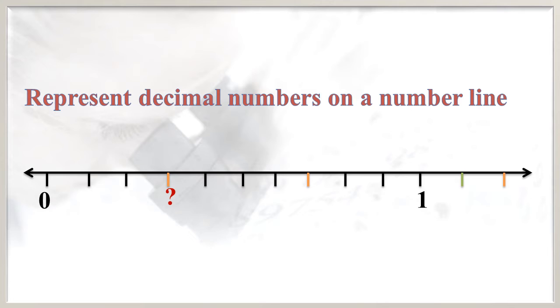So we can start from 0, then 0.1, 0.2, then 0.3. And we want to find the next colored line, what is that one? So 0.4, 0.5, 0.6 and 0.7. Now we want to find after 1, isn't it? Yes, that is 1.1, then we can get 1.2.